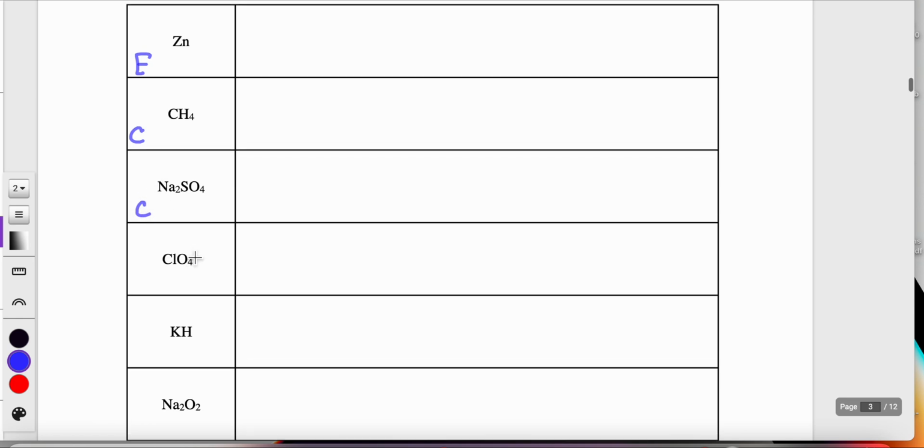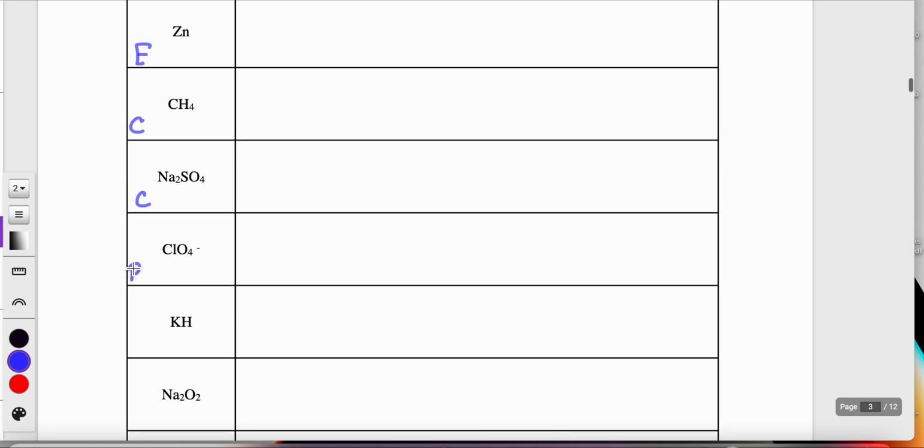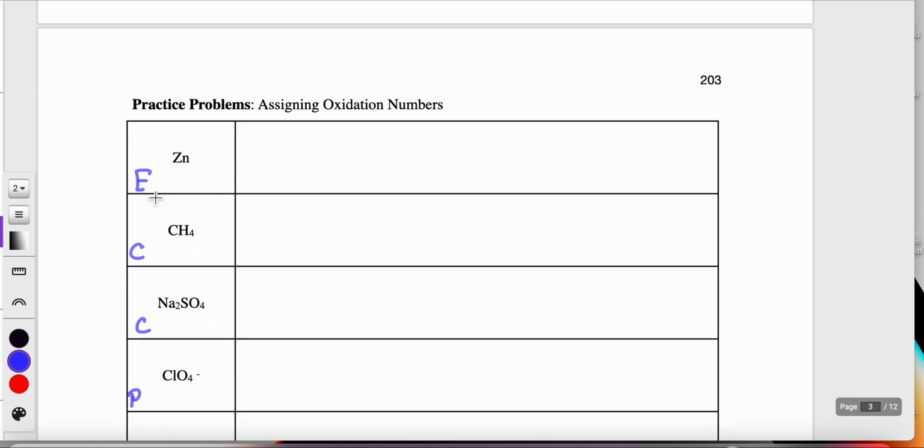And when I take a look at this fourth example, ClO4, I also notice that this structure is assigned a charge. So this is not a full-blown compound. This is an example of a polyatomic ion. So I'm going to go back up to the first formula.